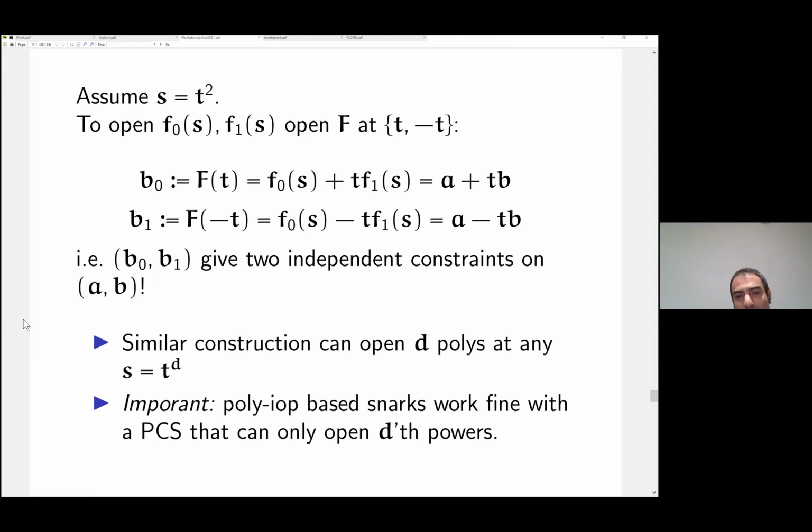An important point is, we want to use this for SNARKs, and polynomial IOP based SNARKs usually work fine with a polynomial commitment scheme that can only open d powers for some small d.